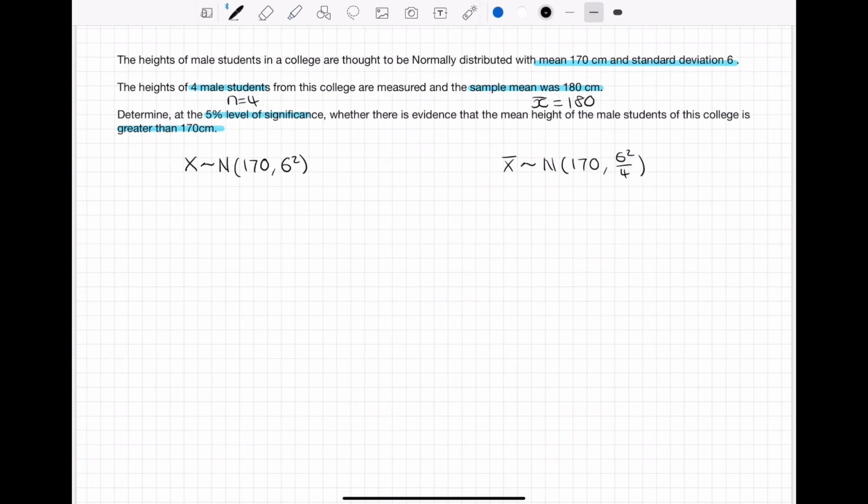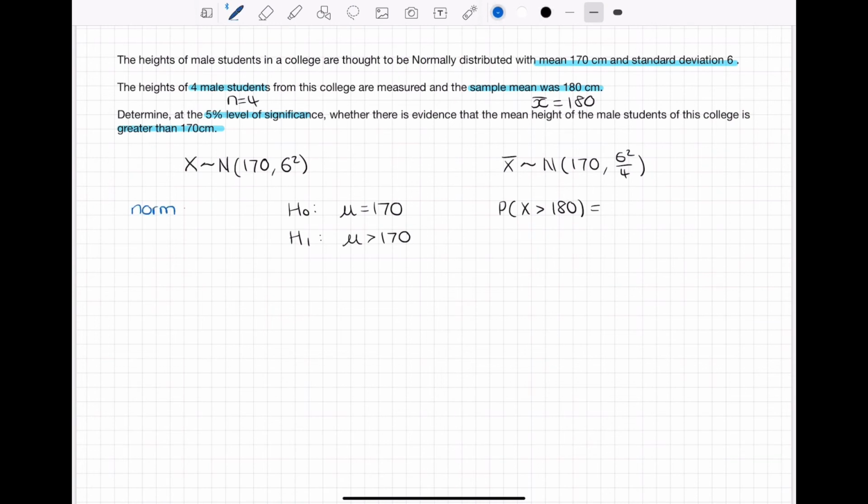We want a 5% level of significance test whether the mean is greater than 170. So our H0 is that the mean is equal to 170, and our H1 is that the mean mu is greater than 170. We want to test this sample of 4 students with a sample mean of 180. We'll test if this is strange: 180 is greater than the mean we'd expect of 170. So we're testing the probability that x is greater than 180.